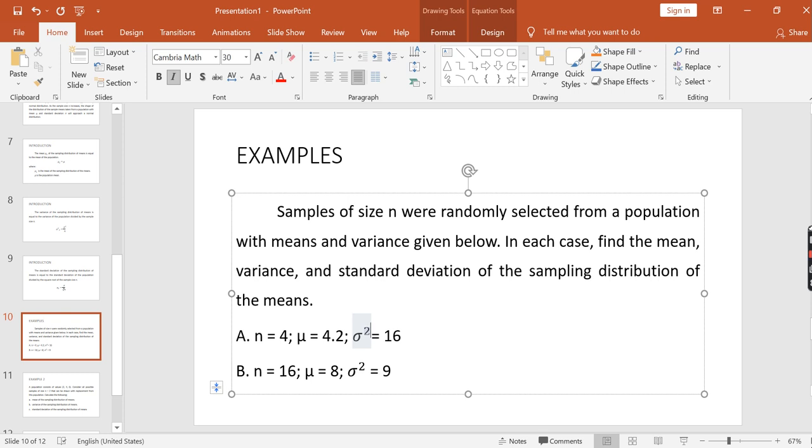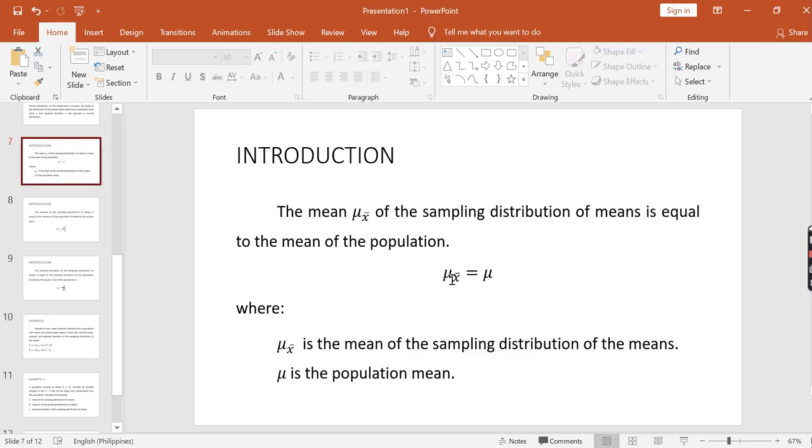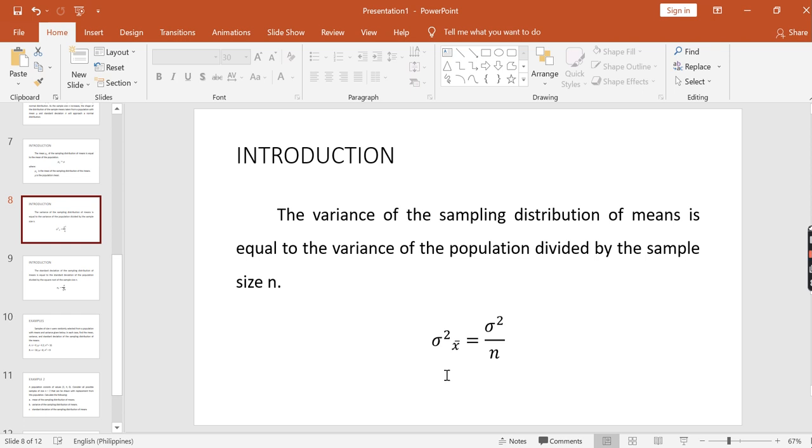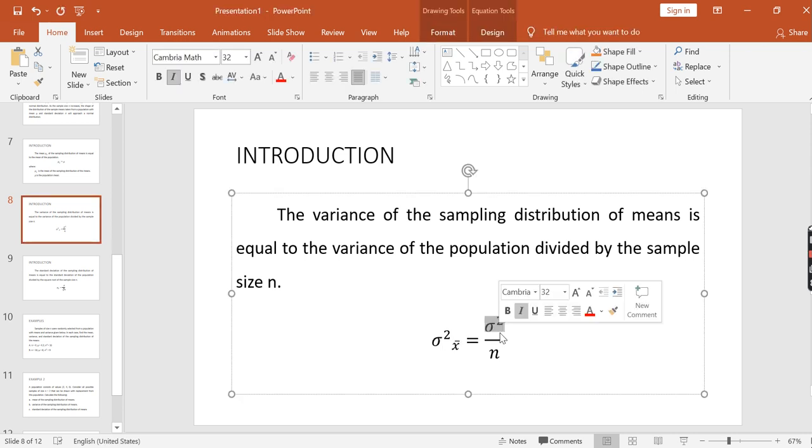For us to compute that, let us recall the formula again. To compute the mean of the sampling distribution of means, the mean of that is just equal to the mean of the population, while to compute the variance of the sampling distribution of means, all you have to do is get the variance of the population divided by n.